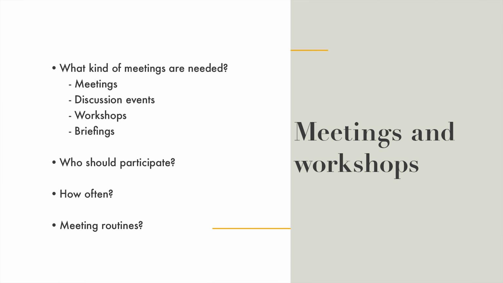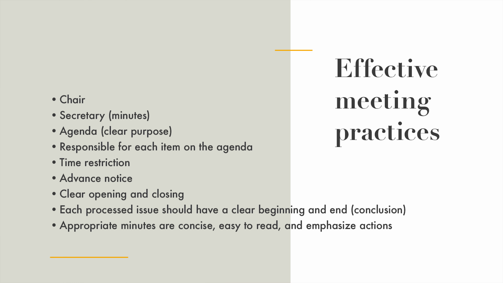For each meeting, we should figure out who should participate, how often we should have the meetings, and what are actually the meeting routines. There's a number of good meeting practices. Each meeting should have a chair who leads the meeting, a secretary who writes the minutes of the meeting. A good agenda is a key to a successful meeting, which basically states the purpose of it. Each item on the agenda should ideally have a responsible person taking care of preparations.